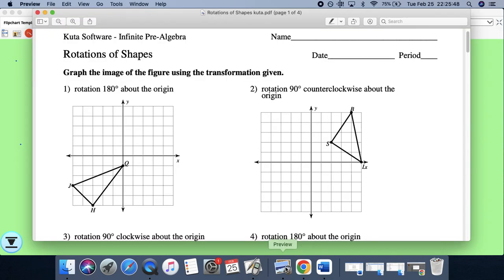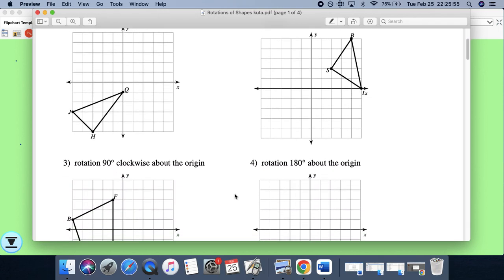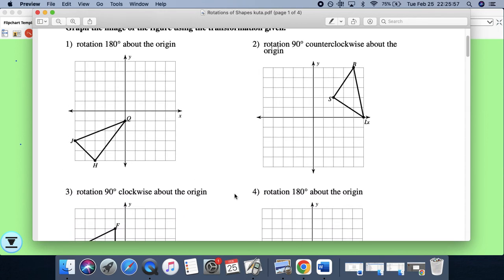Okay, so you're only supposed to do the odd numbers. And so let's start with the first one.